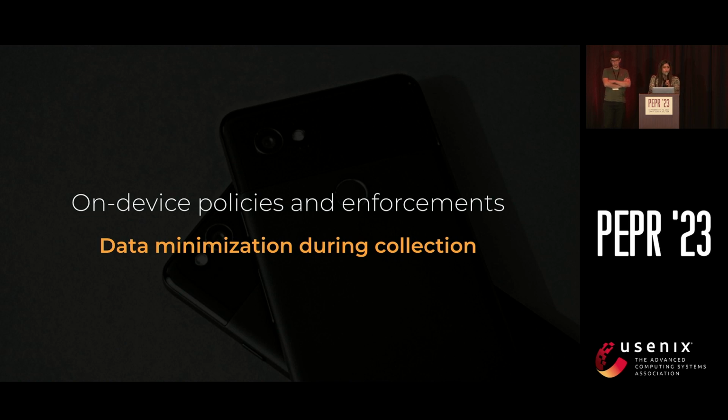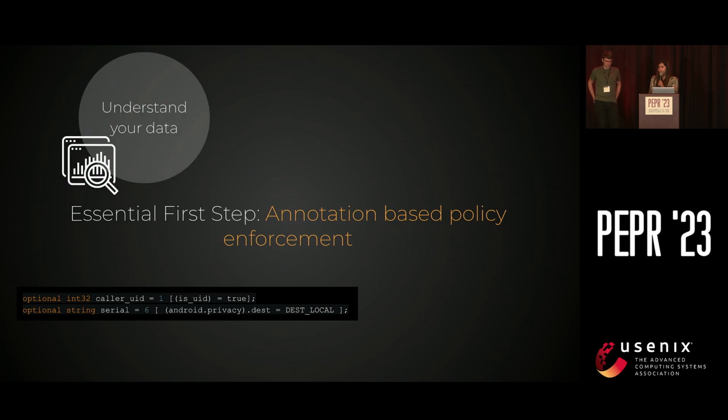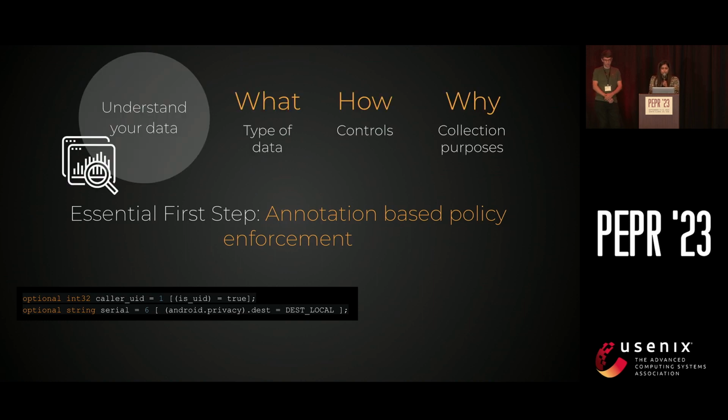So when we're talking about on-device privacy policies and enforcement, the basic goal at this stage is to minimize data collection. And by minimizing data collection, I mean minimizing in terms of size and volume, as well as in terms of sensitivity and granularity of the user data that is collected. So how do we minimize or reduce data collection? For that, we first need to understand what kind of data we actually collect. And in our experience, you can do this by knowing these three things about your data.